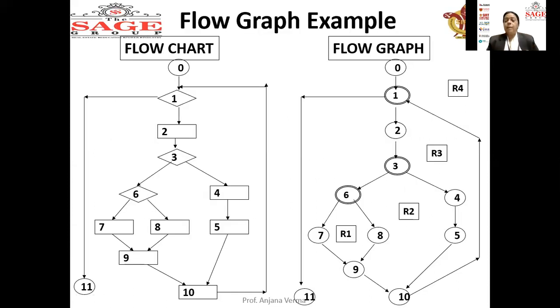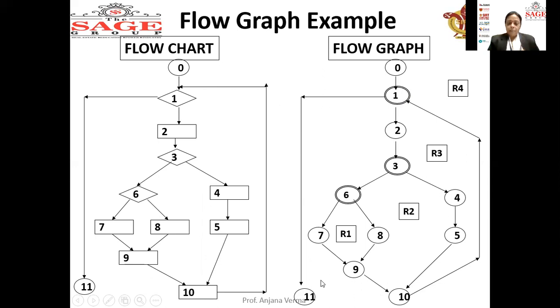We are making a flow graph to find out the paths. How many paths are available in our program? You can see here there are 4 paths. 0, 1, 2, 3, 6, 7, 9, 10, and after that 1 and 11 is one path.